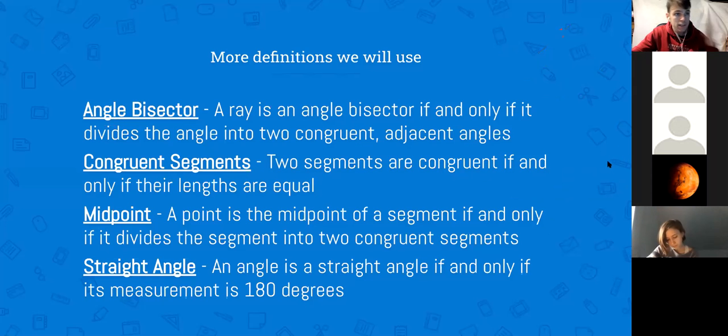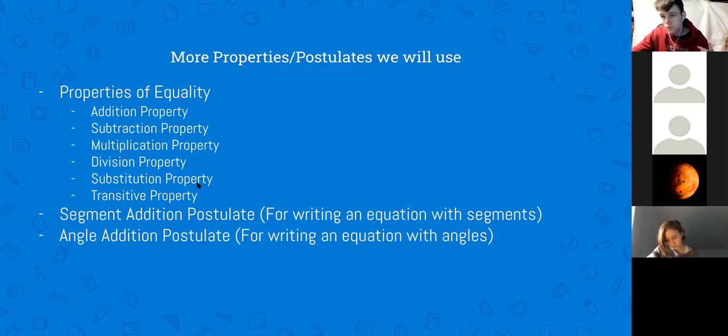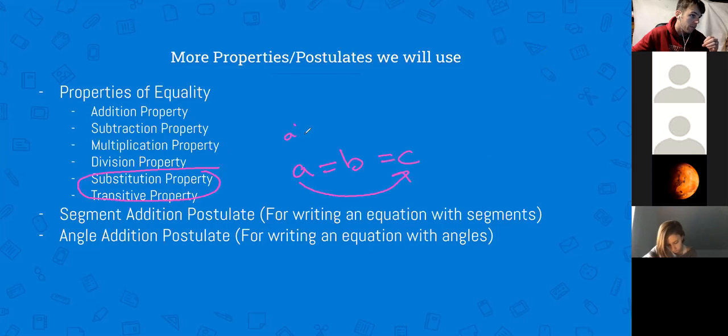And then in addition to that, we use all the properties of equality, and especially these two down here, the substitution property and transitive property. Those are going to be useful. Remember, transitive property is if we can create a chain. If we know that A is equal to B and B is equal to C, then we can create that chain and say that A is equal to C.